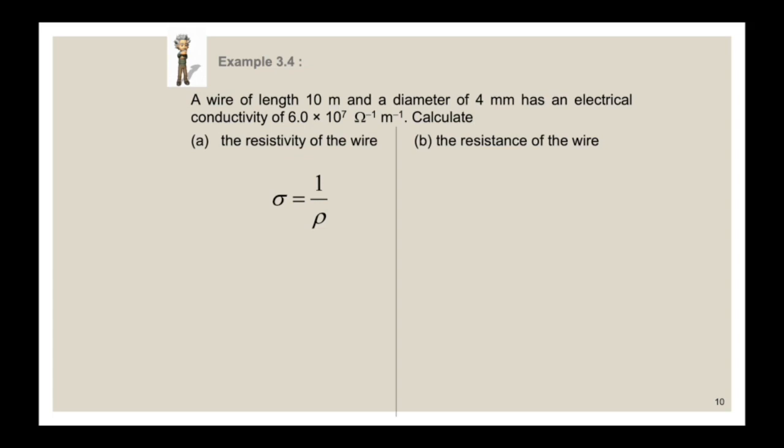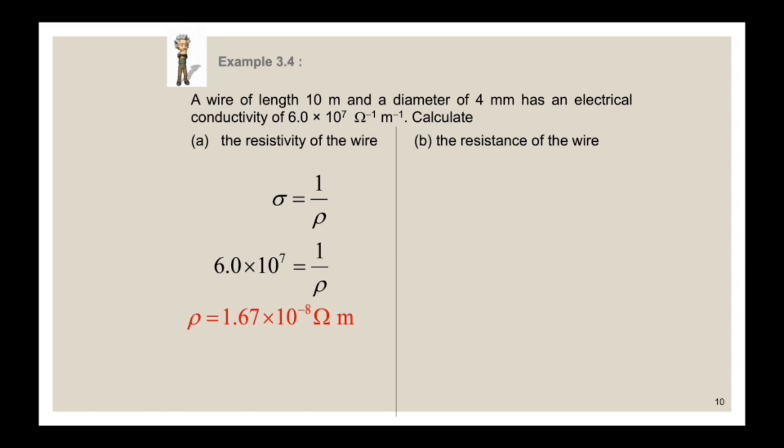Electrical conductivity, the formula is 1 over rho, because if we look at the units, we know that resistivity is ohm meter, and the unit given is per ohm per meter. So we get the equation for electrical conductivity, which is sigma equals 1 over rho. We already have sigma, which is 6 times 10 to the power 7, and then we get the resistivity. Okay, that was a very simple task.